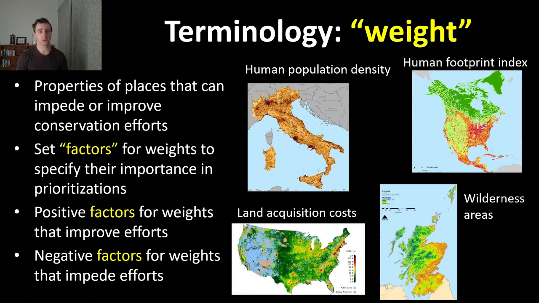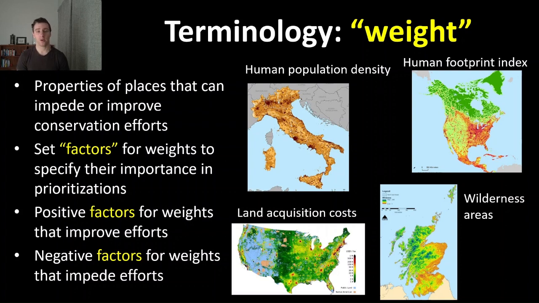In a similar way, you might also assign negative factors to weights based on land acquisition costs or human footprint index, because the conditions inside places with higher values, so higher land acquisition costs or higher human footprint index values, might be associated with greater impediments or challenges for implementing conservation efforts. On the other hand, we might have a weight that describes wilderness quality or wilderness areas, and here higher values describe places with a higher wilderness quality. And so as a consequence, such areas with a higher wilderness quality value might improve conservation efforts or make them more likely to be successful. And so we would assign a positive value to this weight.